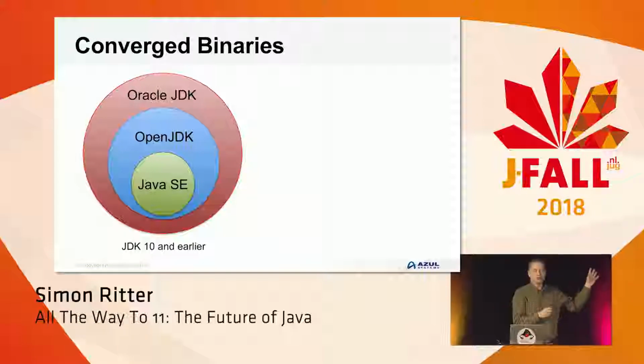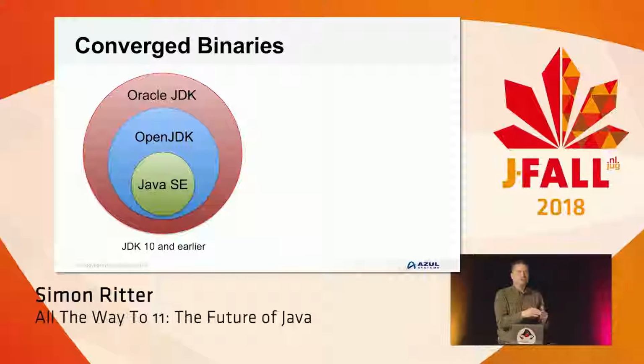And if you look at what the Oracle JDK binary contains in terms of a Venn diagram, JDK 10 and earlier is what I've drawn here. So the smallest part of it is the java.se specification. That's the core libraries, that's the compiler, that's the virtual machine, all of the things you need in order to call your product Java.